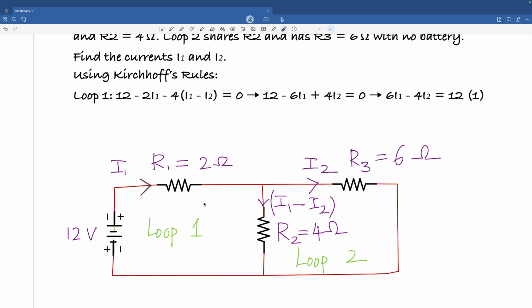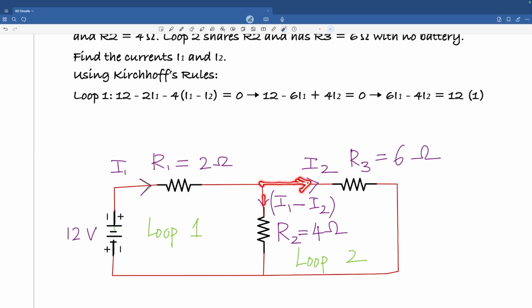Now, first of all, before we begin solving it, you have to name the currents. So let's assume that this current is I1. You can call it anything. But if we call this I1, when I1 reaches here, it's going to split into 2. So let's call this part I2. So the current that flows through this part is I2.